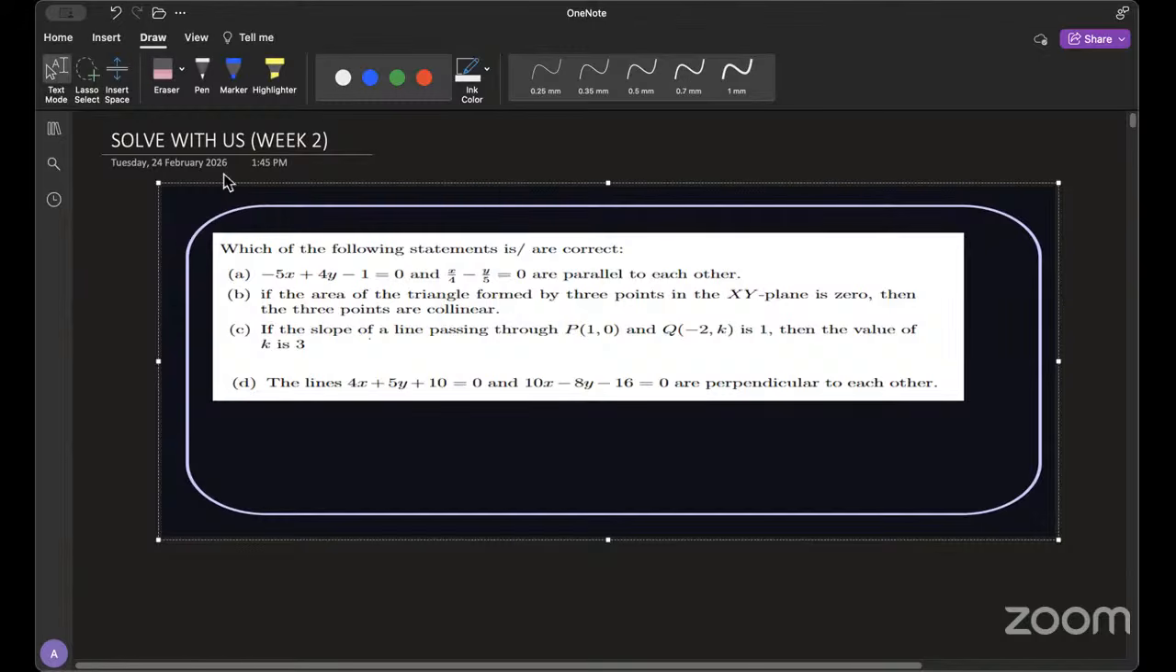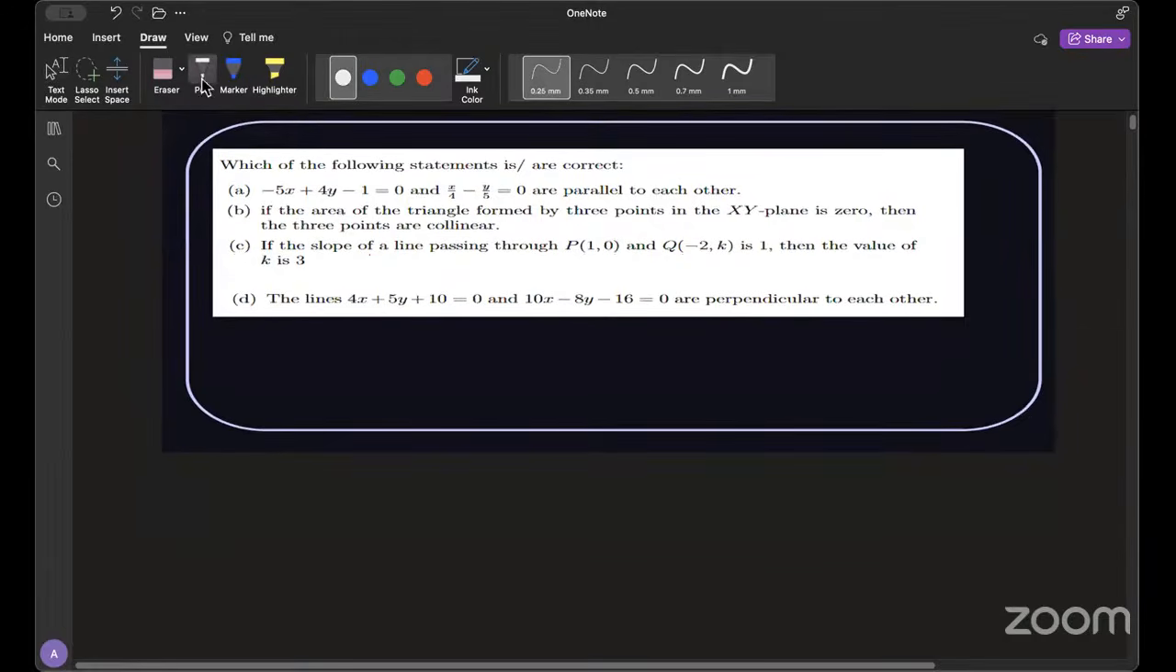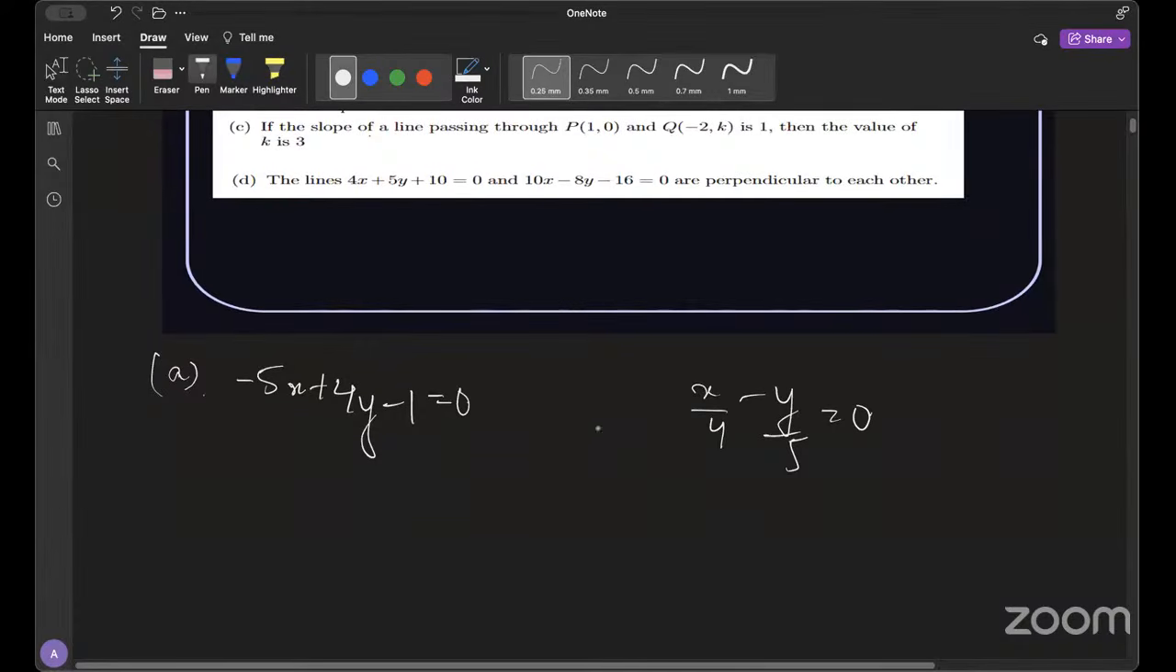Okay, so let's do this question here. Let's check the options one by one. The first option says that 5x plus 4y minus 1 equals 0. This line and this line, x by 4 minus y by 5. For the lines to be parallel, we know that the slopes are equal. So M1 and M2 should be equal.